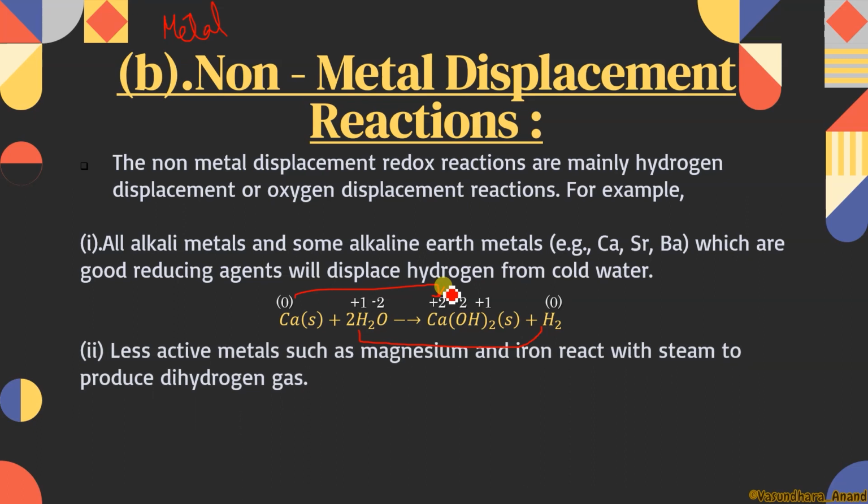Now less active metals such as magnesium and iron react with steam to produce dihydrogen gas. When I say less active, it doesn't mean that it is less reactive than hydrogen. In the metal series, these are the metals which are below the more active ones but above hydrogen. So they are called less active metals, and magnesium and iron come here. They don't react with plain water, they react with steam to form dihydrogen gas, and the same reaction will be there.